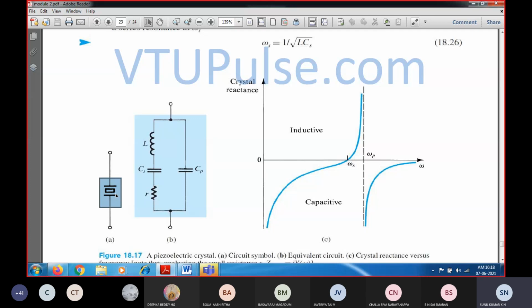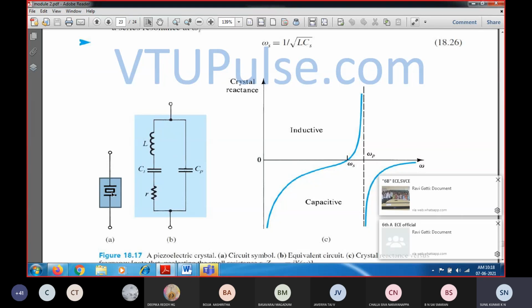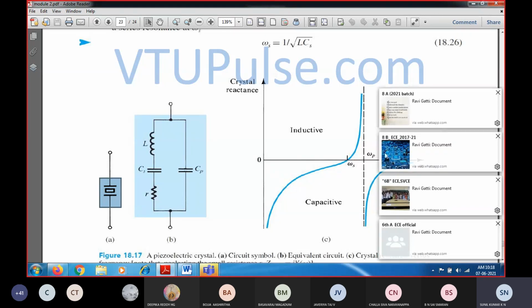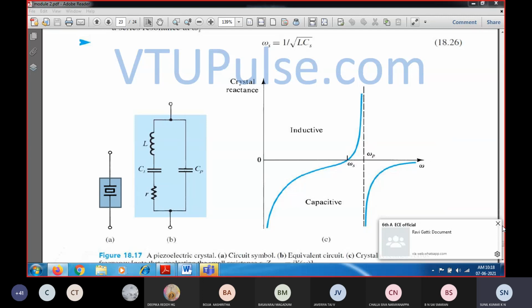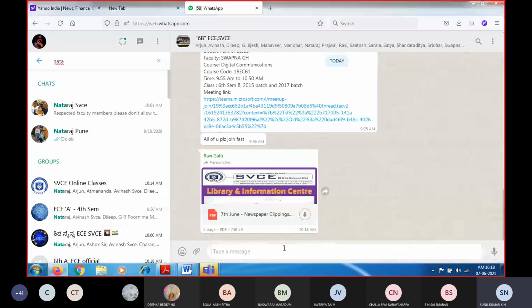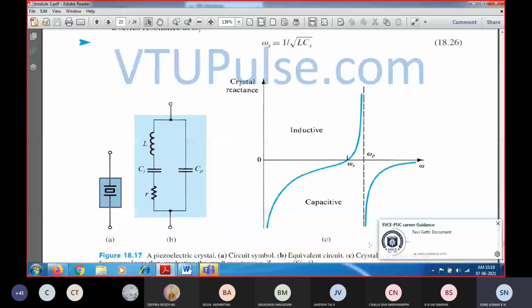The inverse piezoelectric effect is the opposite of this. Whenever we apply some pressure on this crystal, the crystal is going to provide a certain voltage across the output terminal.